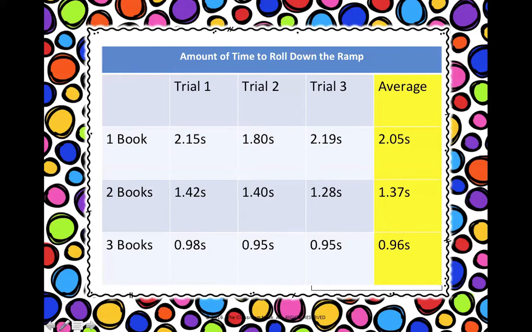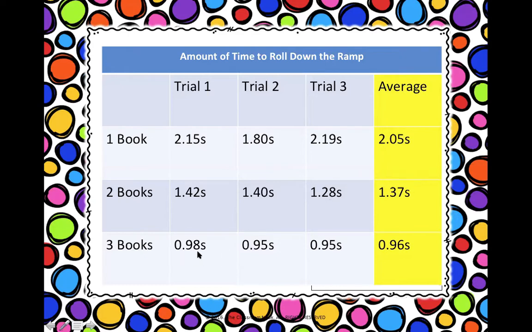Okay, boys and girls, here is a chart that shows our data. For 1 book, here are our trial 1, trial 2, trial 3 results, and over here is the average. For 1 book, the average time it took to get all the way down the ramp was 2.05 seconds. For 2 books, I averaged these numbers. You remember the average is when you add all 3 numbers. So I added my trial 1, trial 2, trial 3, and then divided by the number of numbers that I had. I added those up and divided by 3 because I had 3 trials. The average for 2 books was 1.37 seconds. So that was shorter than the first one, or faster.